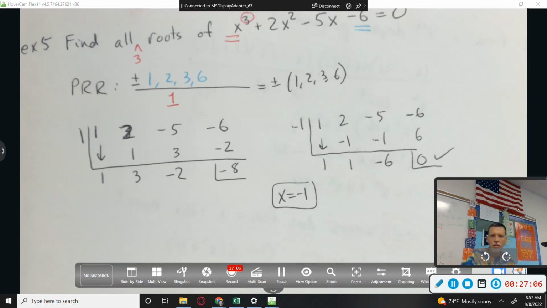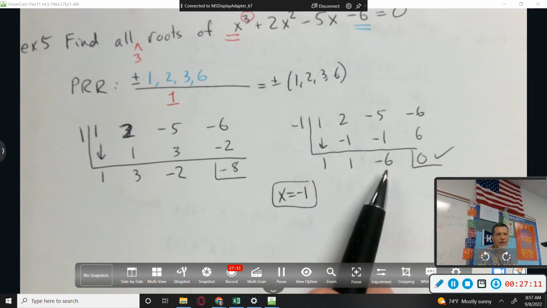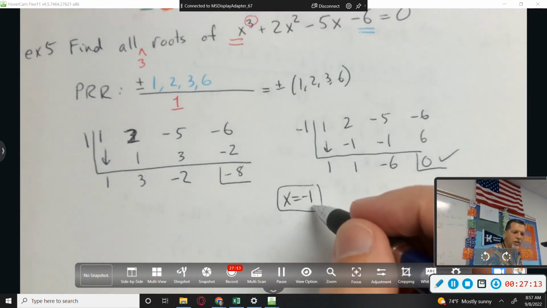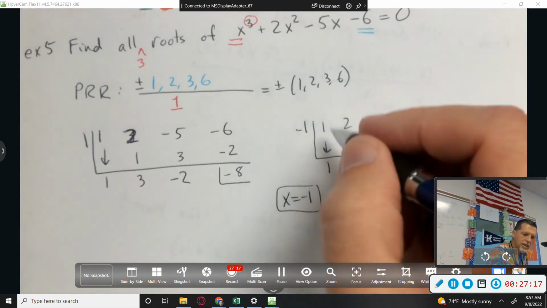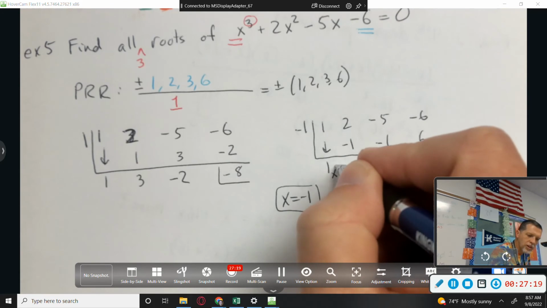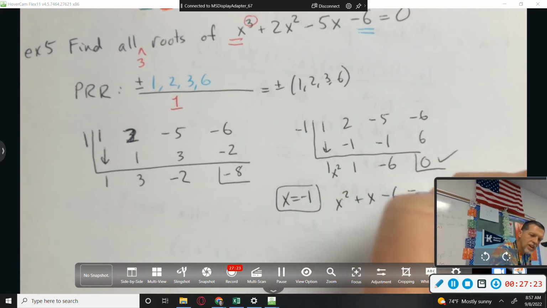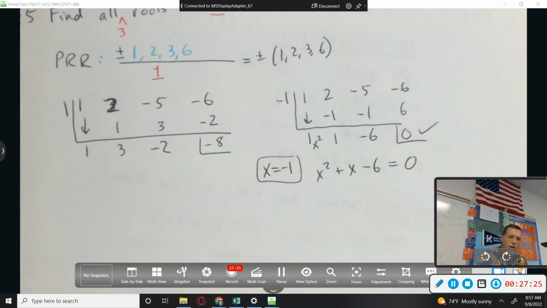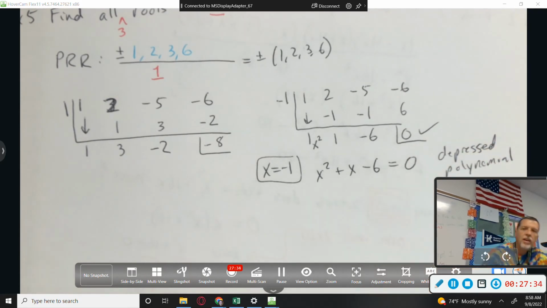So, well, we kind of plugged in negative 1, but I want to use these answers that we got. If negative 1 works, meaning x plus 1 is a factor, then I can use these depressed coefficients and use the depressed polynomial. And that's going to be a whole lot easier to work with, because now it's a quadratic and I can always solve a quadratic.